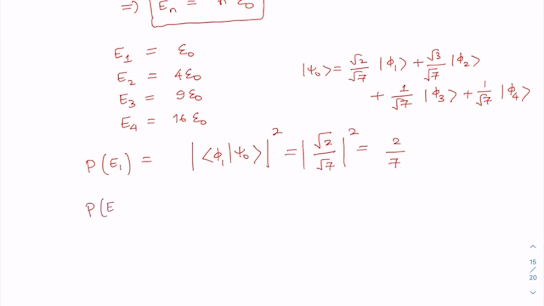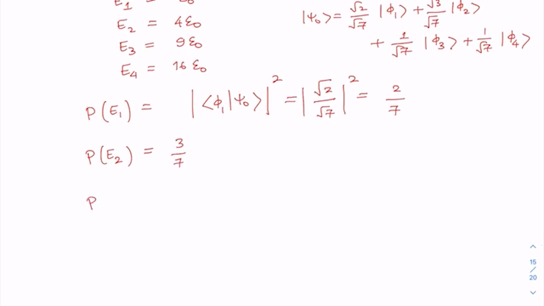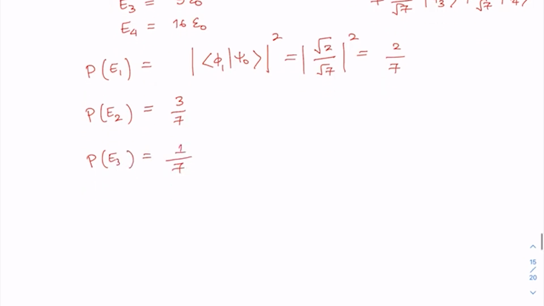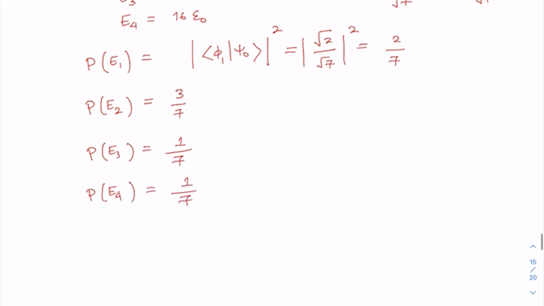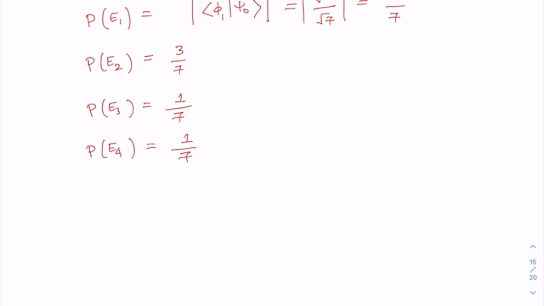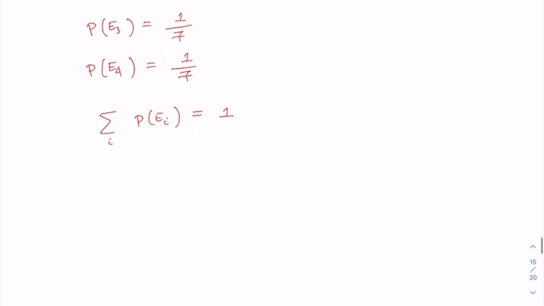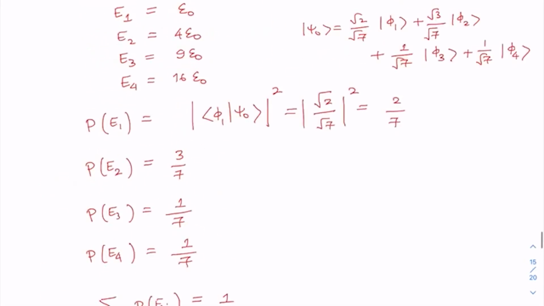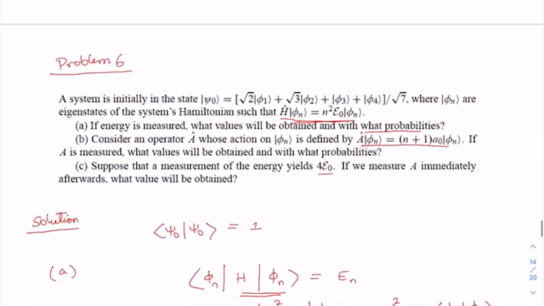Similarly, the probability of getting the energy E2 would be 3 by 7. The probability of getting the energy E3 would be 1 by 7, and the probability of getting the energy E4 would be 1 by 7. As you can see, if you sum up all the probabilities P_Ei, obviously you should get 1. Now let us do the second part of the problem, part B.